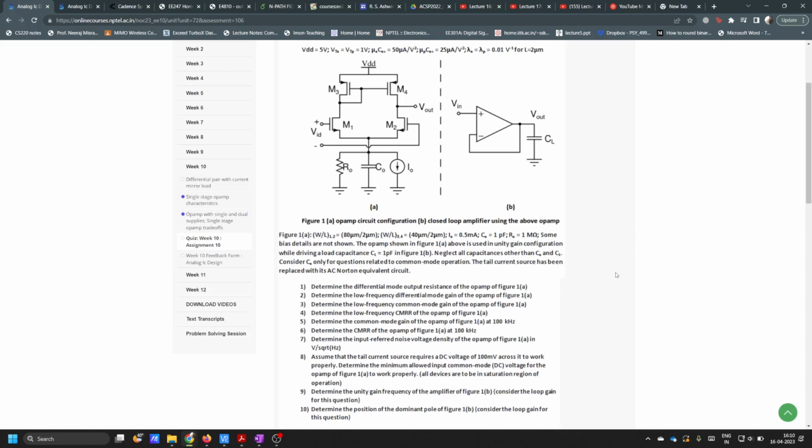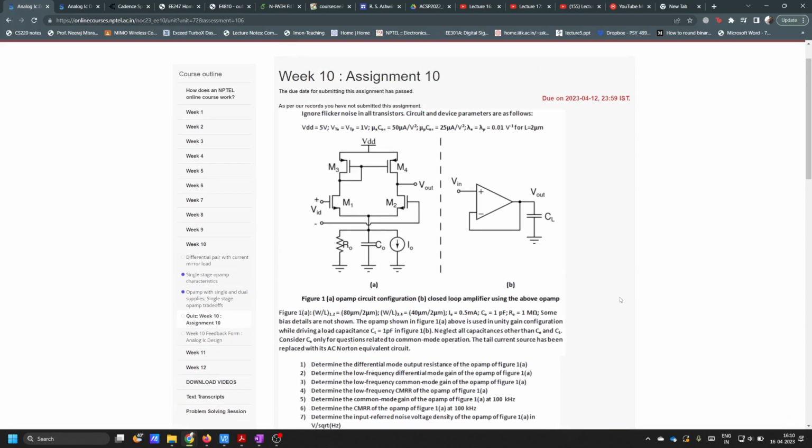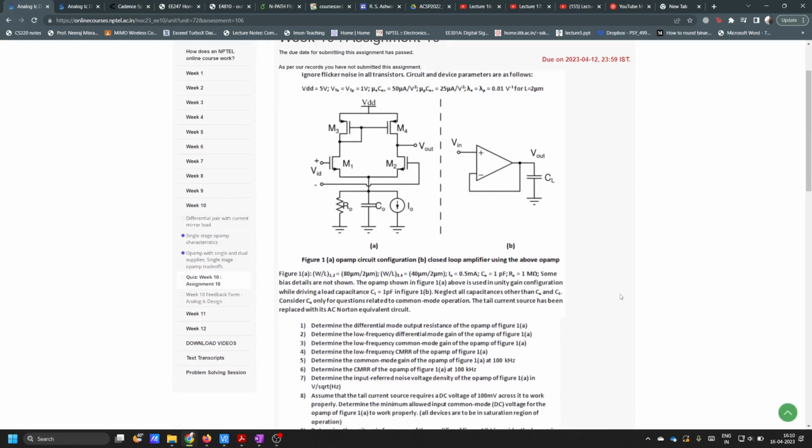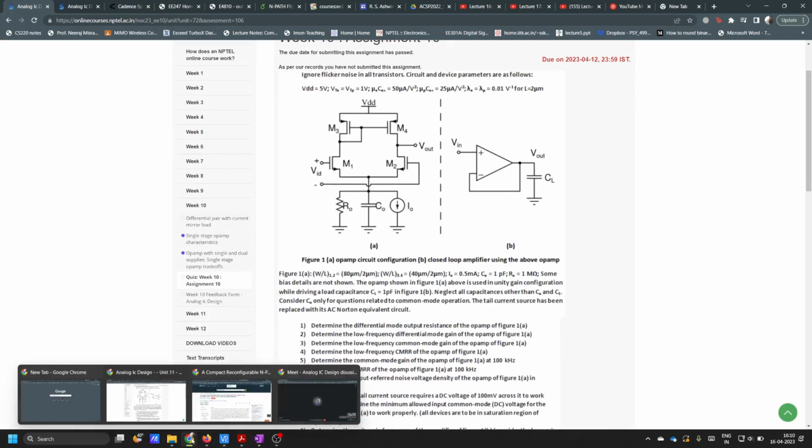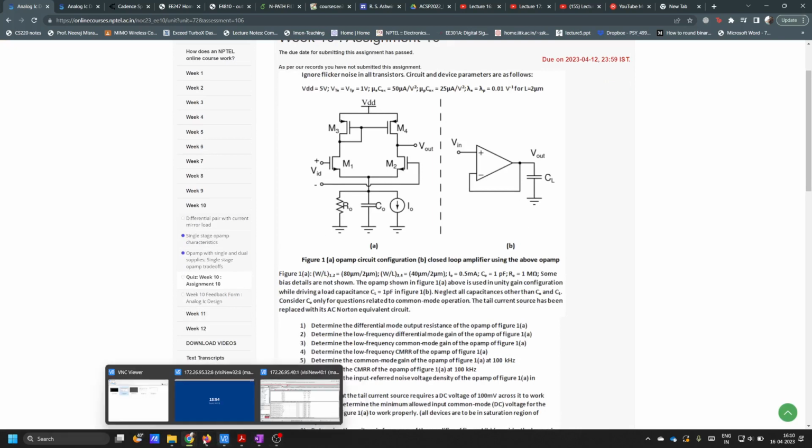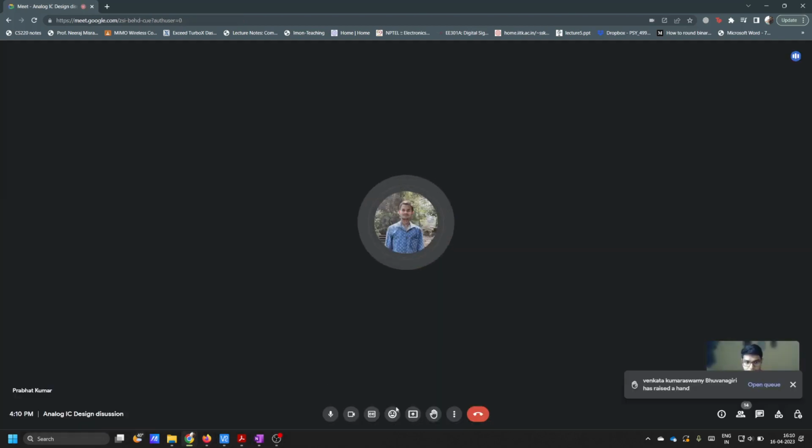Sir, I also have a doubt in assignment 10. Yes, go on. Question number 5, sorry, find the common mode gain at 100 kilohertz.